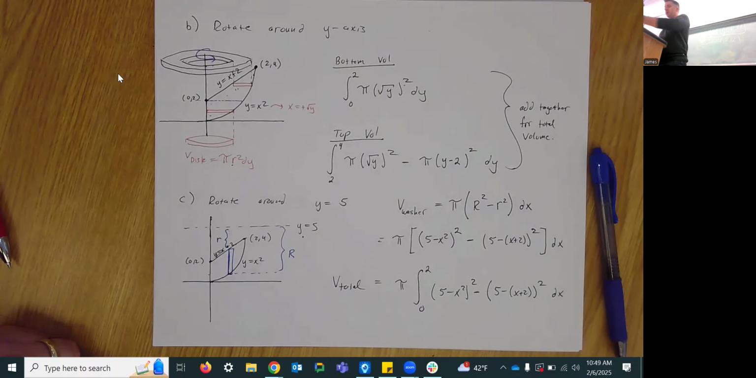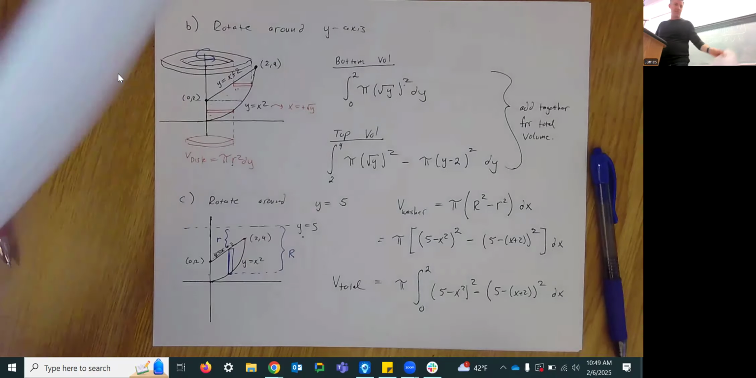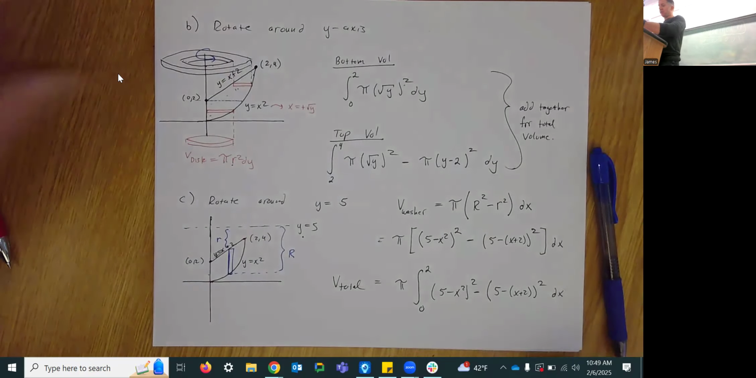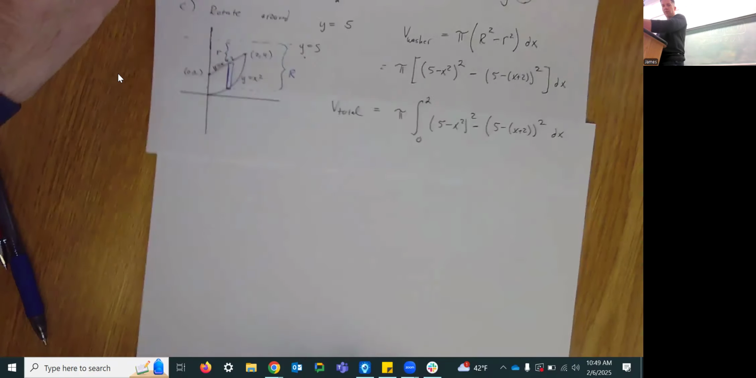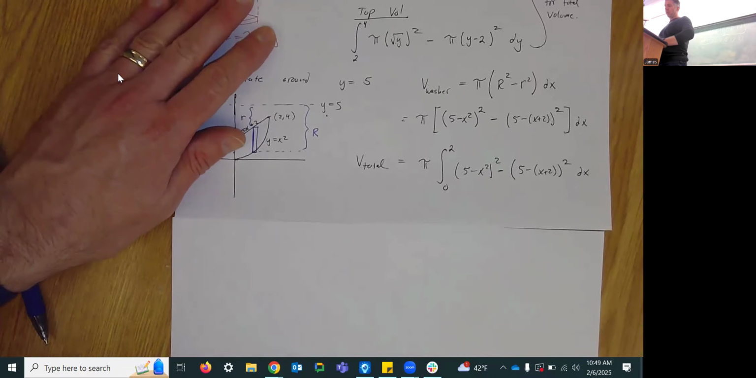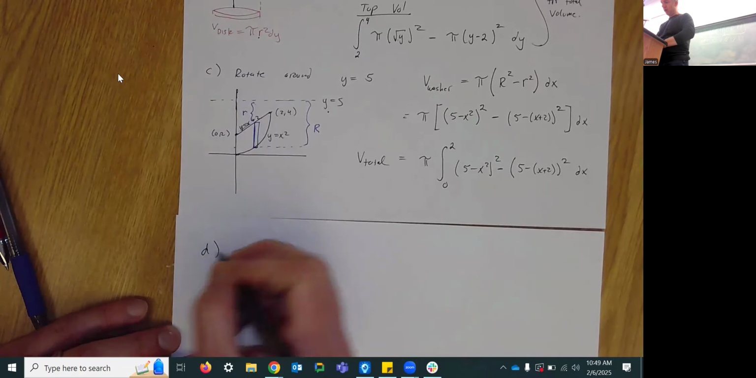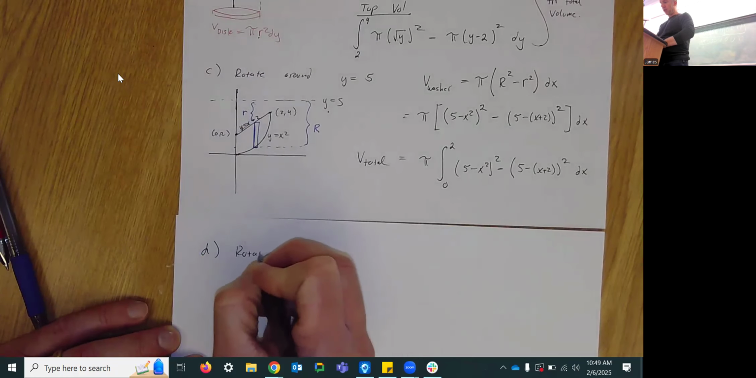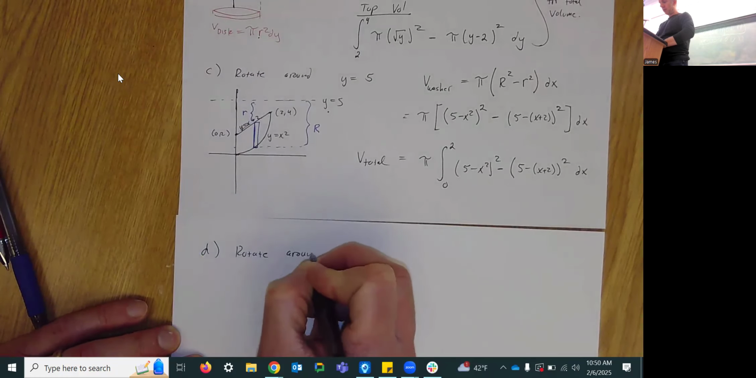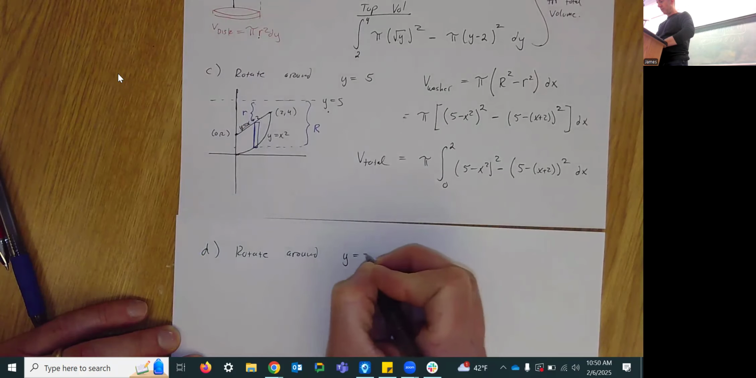So I feel like this is a good moment for me to have you all set one up. I want you to try setting up the same integral, but now we're going to rotate around the line y equal to -2.